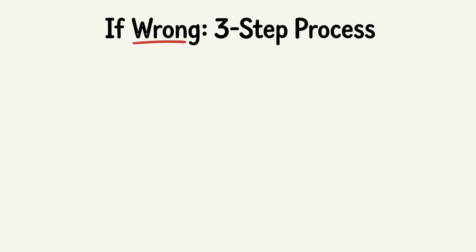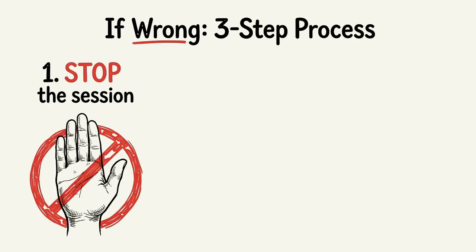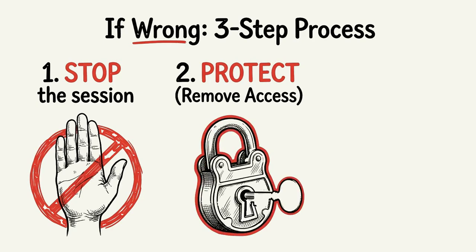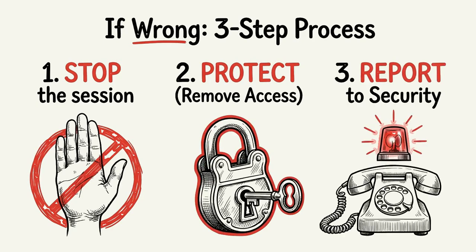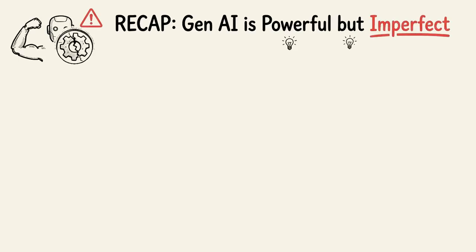If something goes wrong, follow this 3-step process. Stop. Don't continue the session. Protect, remove access if possible. Report, notify your security team immediately.